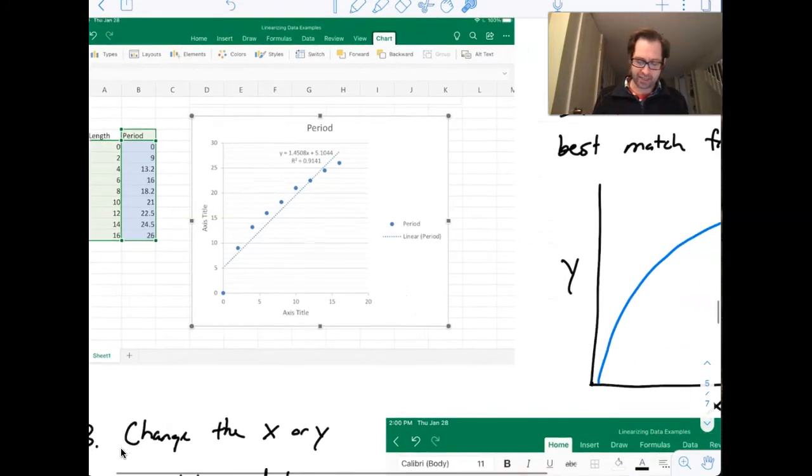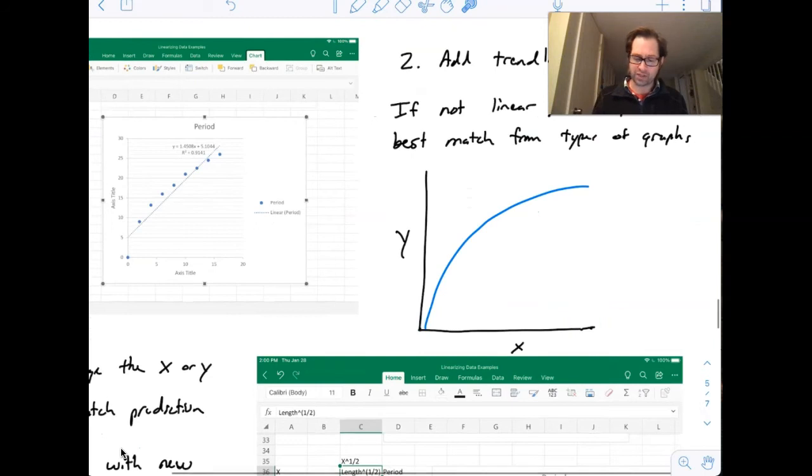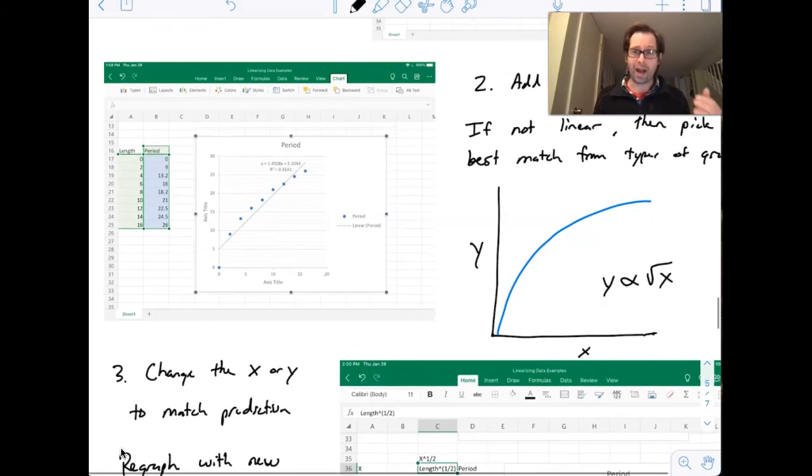In fact, I might look to a trend that looks like this instead. And that would be more of that square root relationship. So in this case, my y values might be proportional to the square root of x. Okay, so what did y stand for? In my graph, y was the period, x was the length. So I'm looking for a relationship between the length and the period of my data.